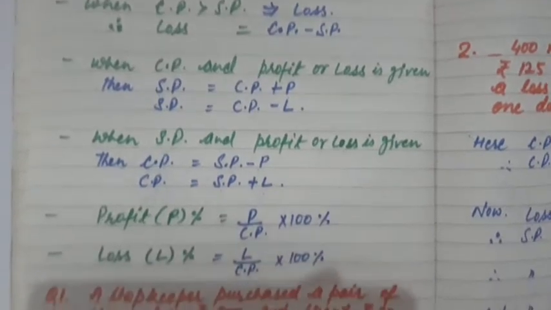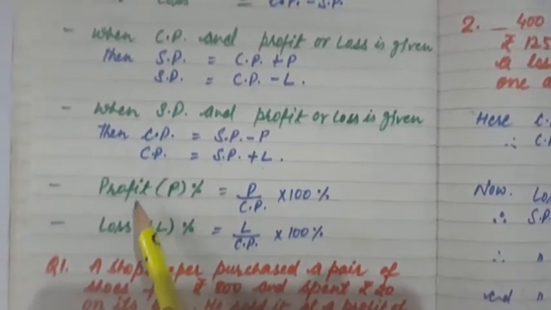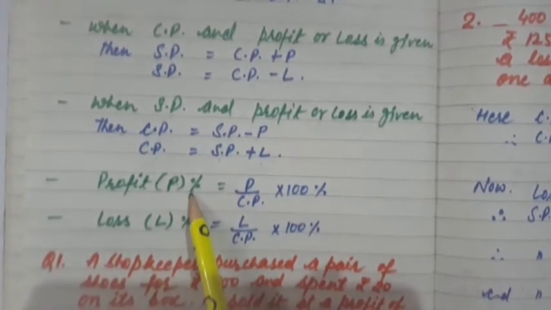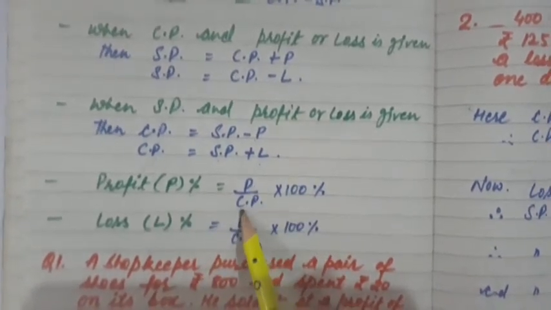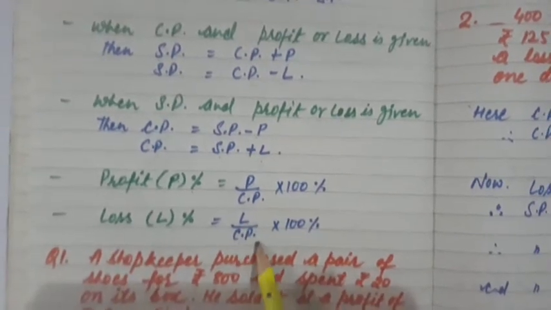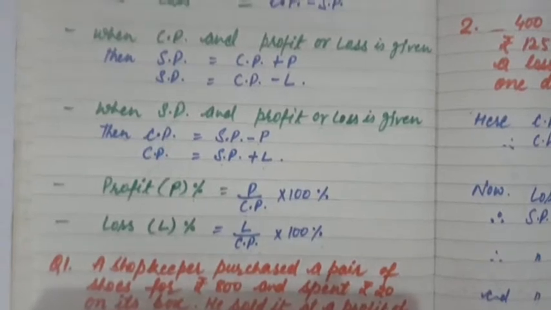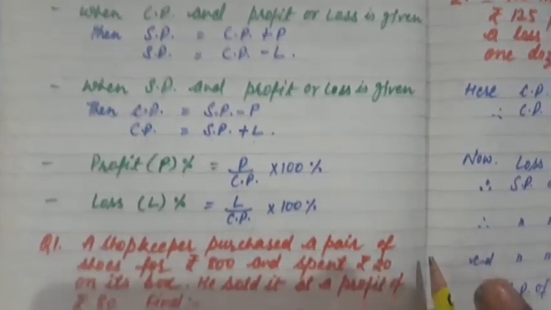These are the simple formulas that we have to use in this exercise, and two more formulas are there. Profit percent is equal to profit upon CP into 100%. Loss percent is loss upon CP into 100%. So these are the formulas that we will use in this exercise.